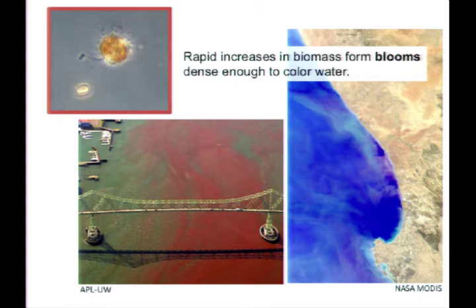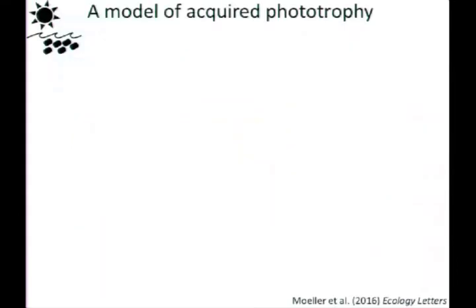Now, we might ask ourselves, here's a cell that's working with stolen goods, right? How is it so successful? How is it capable of this bloom formation? That's a question that I asked with Mike Neubert and Matt Johnson here in the biology department at WHOI, and we decided to answer it by developing a mathematical model for acquired phototrophy.